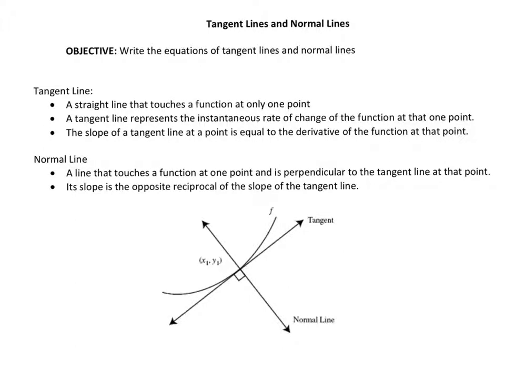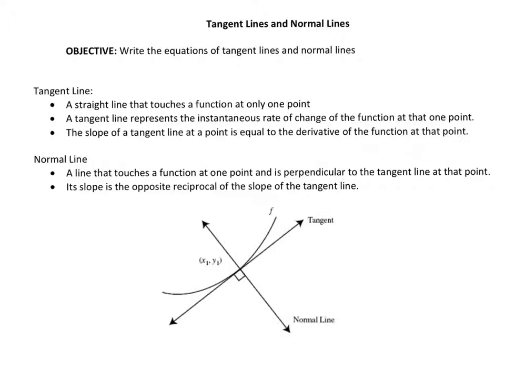The next objective will be to write the equation of a tangent line and a normal line. The most important part of this objective is writing the equation of a tangent line. You're going to be asked to write the equation of tangent lines very frequently throughout the year. It shows up a lot on the AP test, so that's really important. A normal line is less common. It's important to know what it is, but you won't see it quite as much.